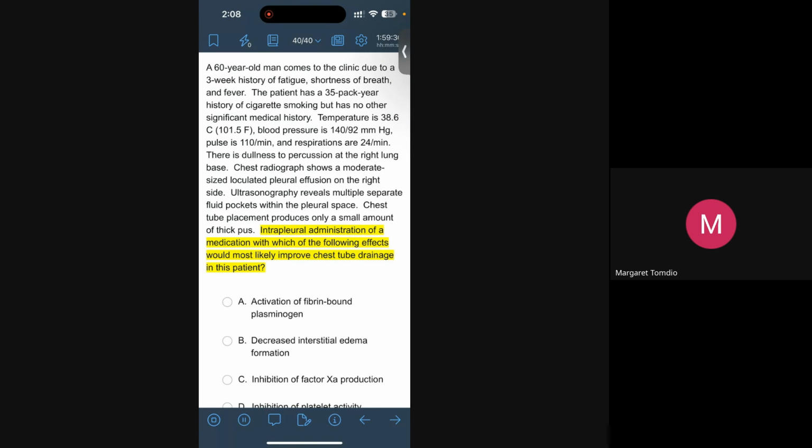Okay, so this is the last question. A 60-year-old man, 3 weeks of history of fatigue, shortness of breath, and fever. Temperature 105. Dullness to percussion at the right lung base. Moderate-size, loculated pleural effusion with multiple septations.